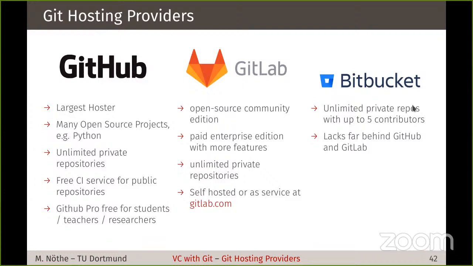Third is Bitbucket. It has unlimited private repositories, but it limits how many people contribute to those. Public repositories are also free. And in my experience, Bitbucket lags far behind GitHub and GitLab when it comes to features and the number of open source projects and the number of active users and so on. So I would choose one of these two and probably anyway create a GitHub account to be able to contribute to the many open source projects that are hosted on GitHub. This includes NumPy, Matplotlib, basically any larger Python package, and several other large open source projects.